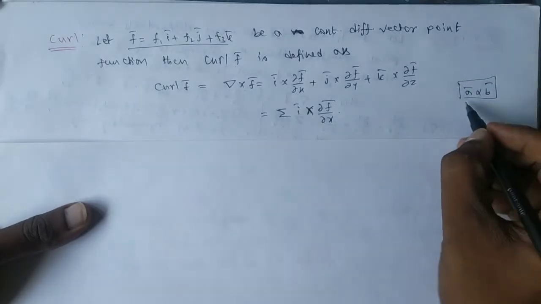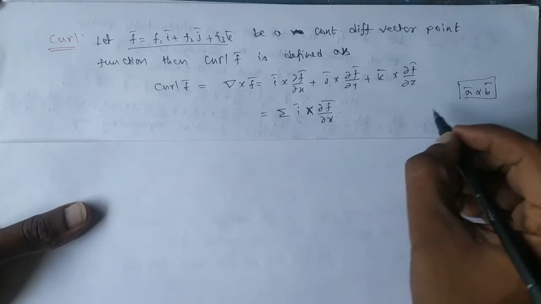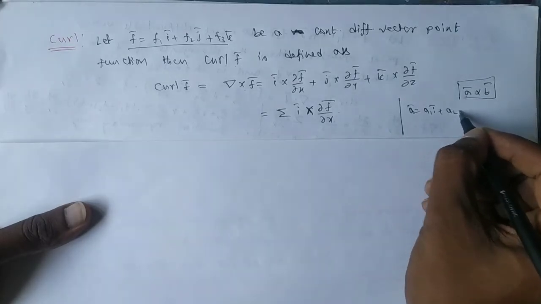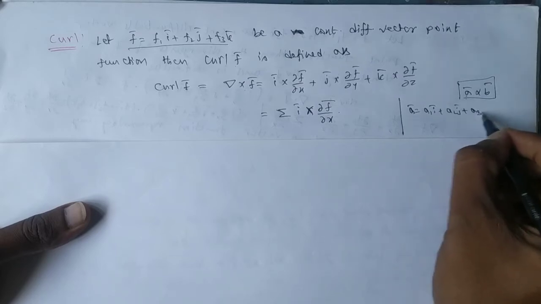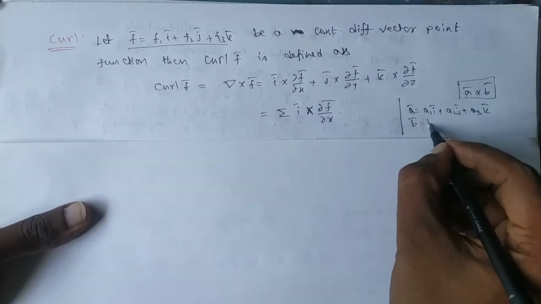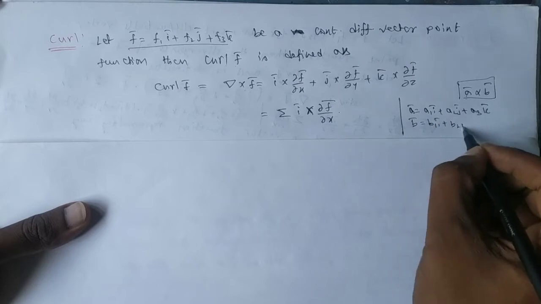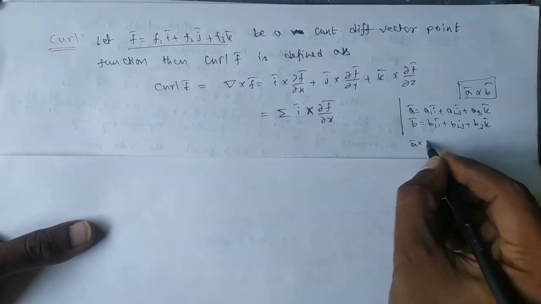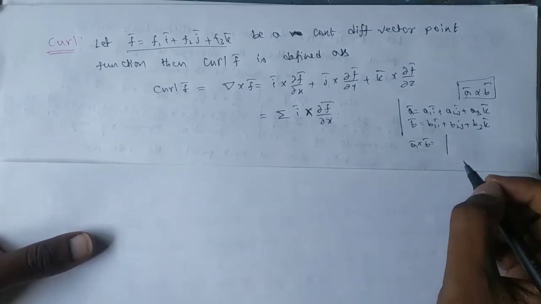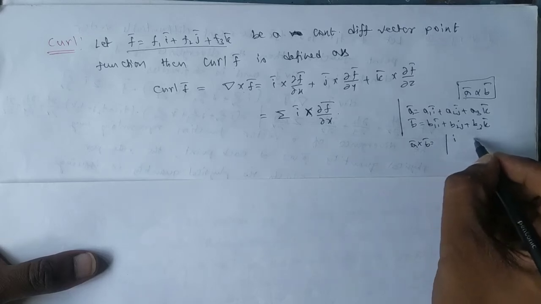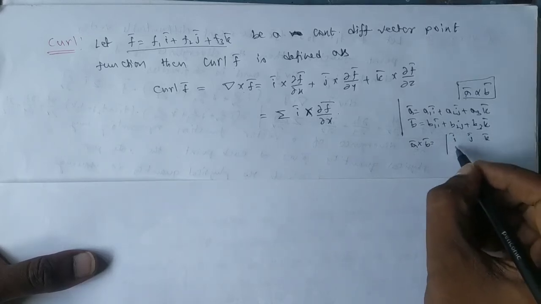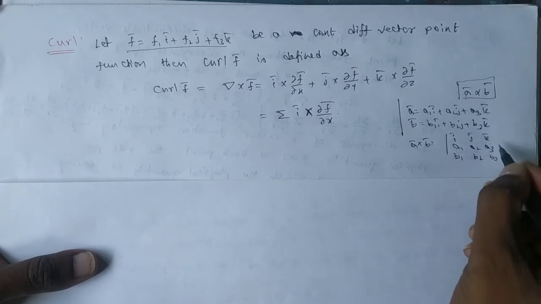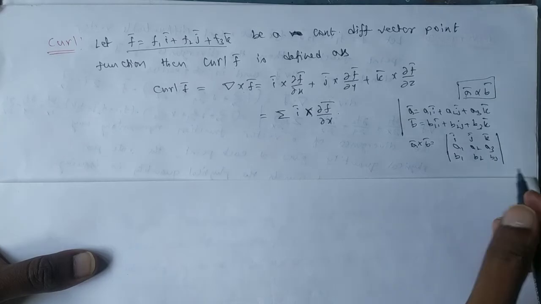Suppose I am just giving you here a bar equal to a1 I bar plus a2 j bar plus a3 k bar. Similarly, b bar equal to b1 I bar plus b2 j bar plus b3 k bar. Then how do you write a bar cross b bar? It is the determinant, you can write like this: I bar j bar k bar, the components a1 a2 a3, b1 b2 b3. If you simplify this determinant, we will get a bar cross b bar.